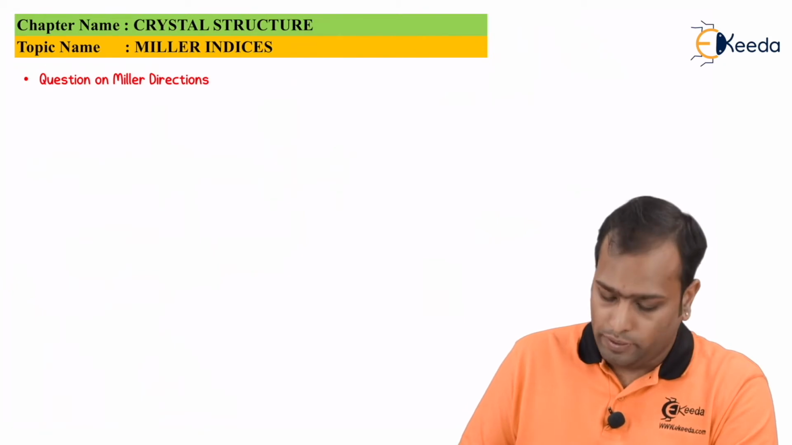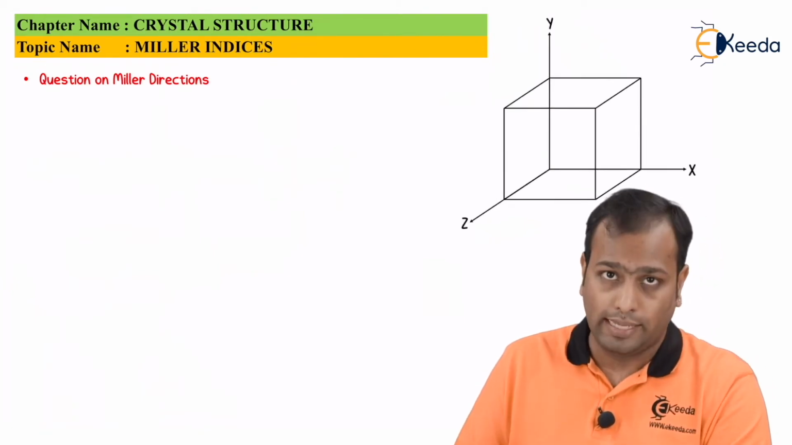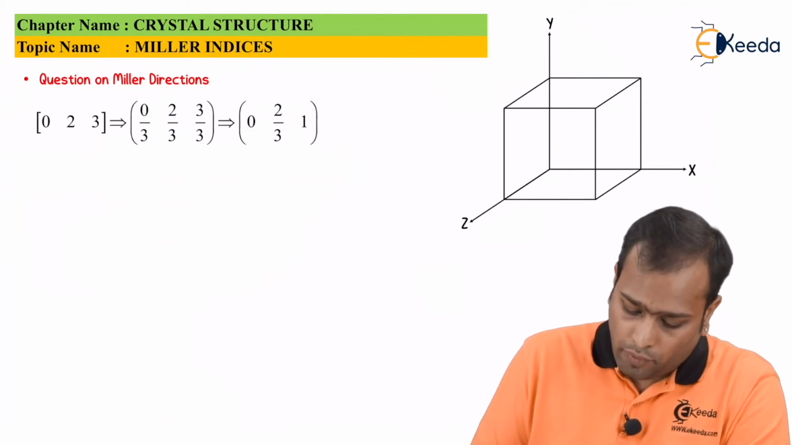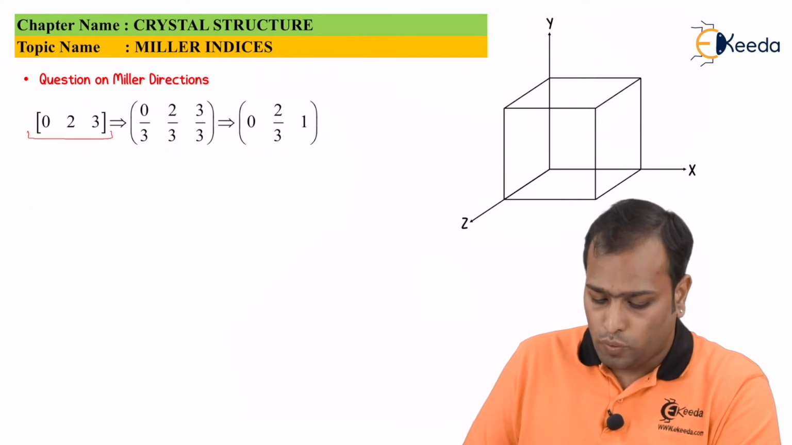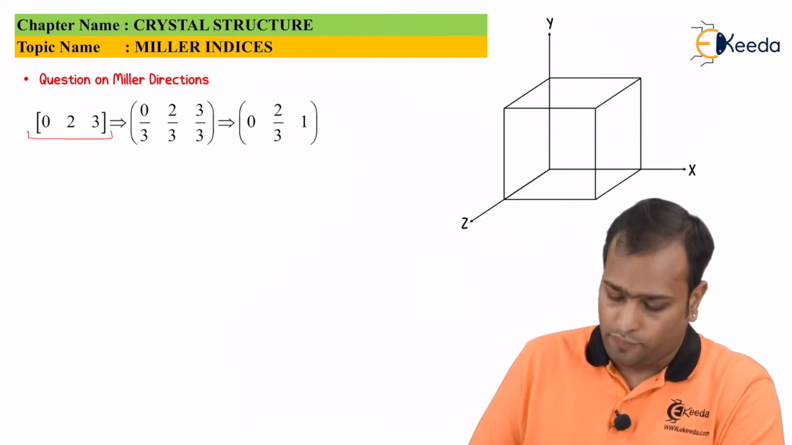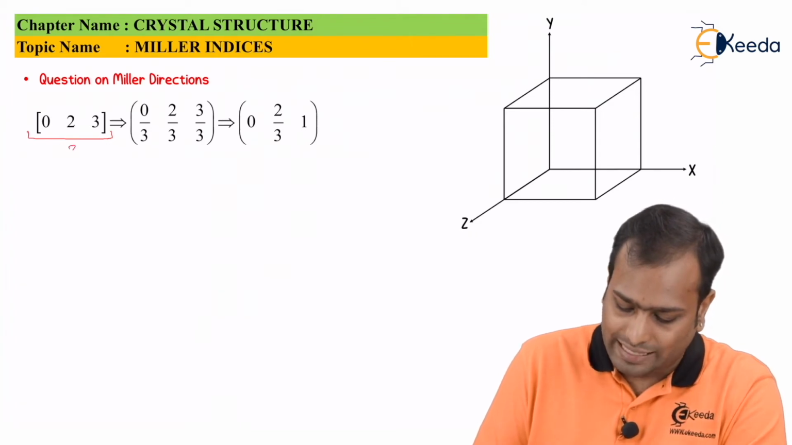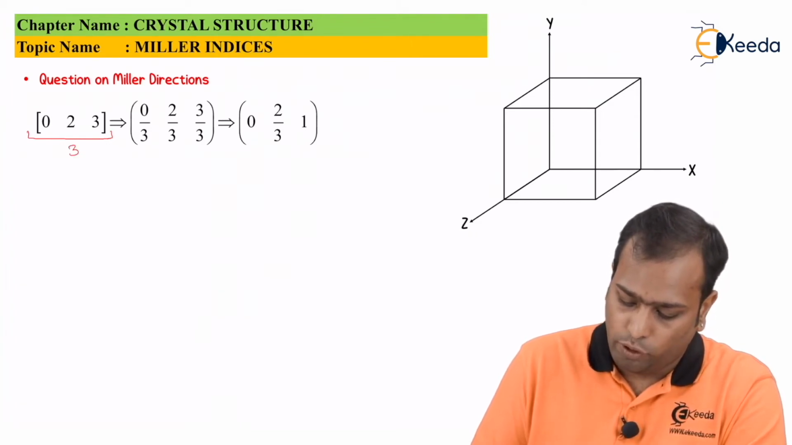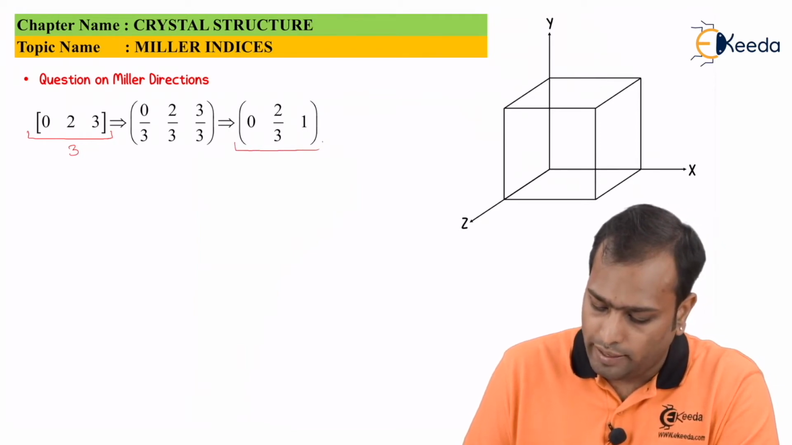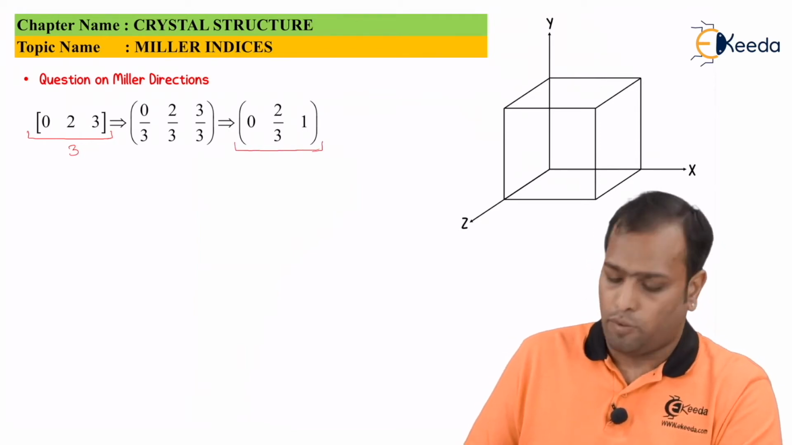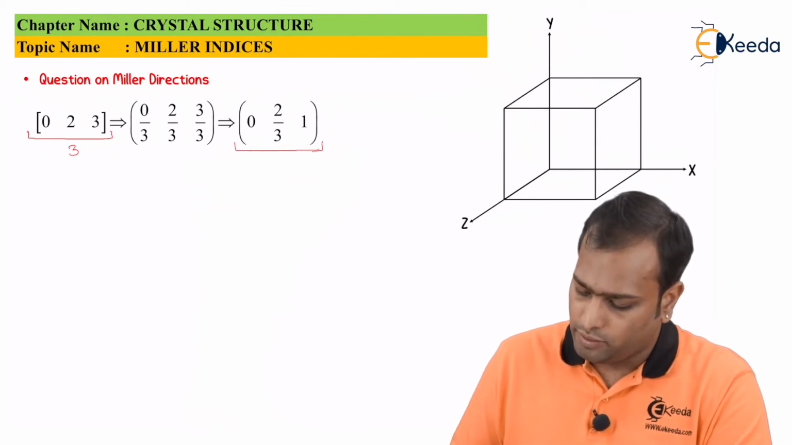Now we'll be doing some questions on Miller indices or Miller directions. Here it is, a unit cell. Now the value is 0, 2 and 3. So what we will do, we will again first of all normalize this. We'll be normalizing by dividing with the maximum, that is 3. So dividing 0 by 3, 2 by 3 and 3 by 3, we'll be getting coordinates as 0, 2 by 3 and 1. Now let's plot the point on the 3-dimensional Cartesian coordinates.